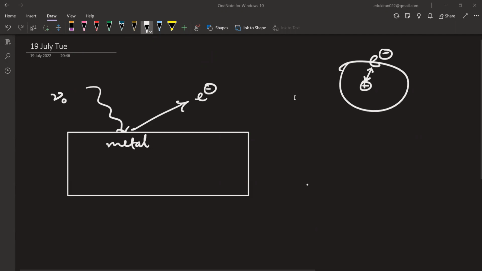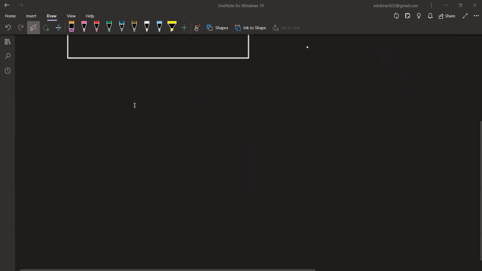Okay. And if the attraction will be more, we will be requiring a higher energy of light. The energy of light that is required to eject electron will be higher. If the attraction is lower, then what will be required? Then we will be requiring, if the attraction is lower, a lower energy. The energy of light should also be lower. Okay. Now let us look at the work function that we have.